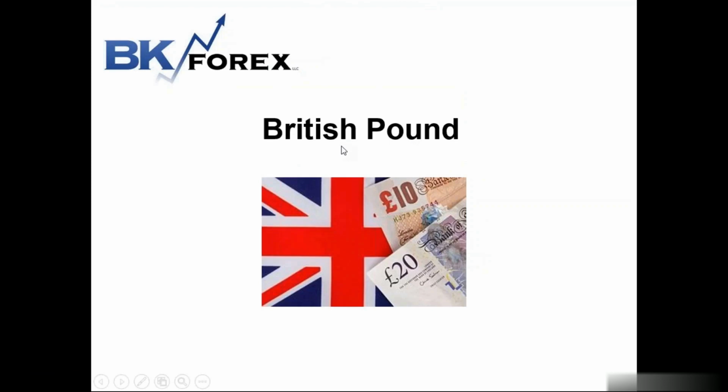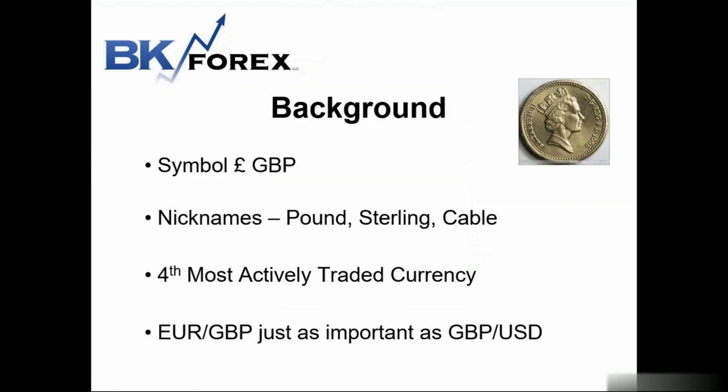Next up, the British pound. The symbol is GBP. Its nicknames are pound, cable, or sterling. It has three nicknames because, first of all, it's one of the oldest currencies. And there used to be a transatlantic cable that connected dealers between the UK and the US, and so that's why they called it cable. Pound comes from British pound, and sterling comes from pound sterling.